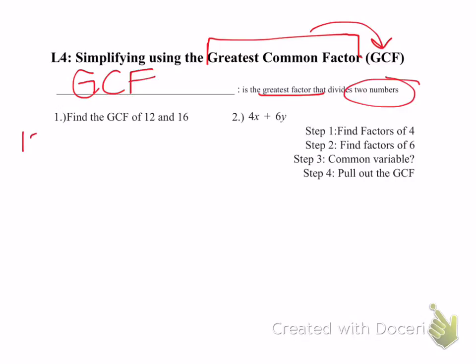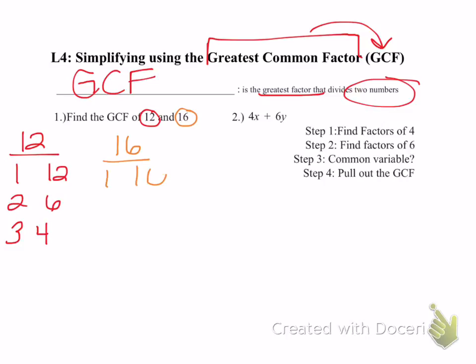So if I have 12, let's talk about numbers that multiply to get us 12. We've got 1 and 12, we've got 2 and 6, and we've got 3 and 4. Okay, well, there's the factors of 12. Now let's talk about factors of 16. Well, what multiplies to get us 16? We've got 1 and 16, we've got 2 and 8, we've got 4 and 4.